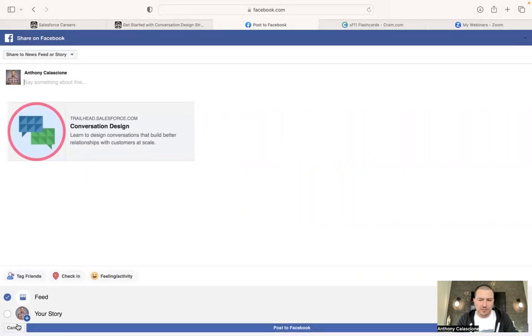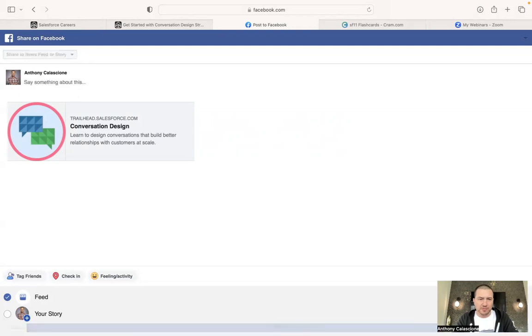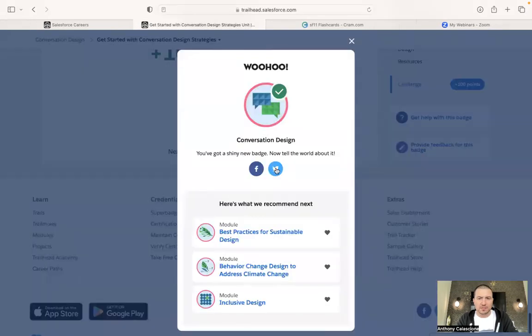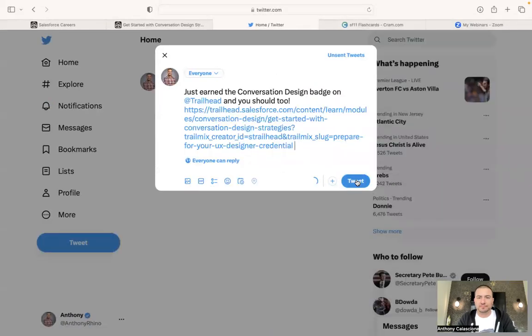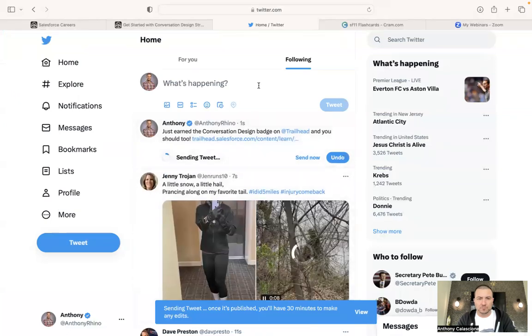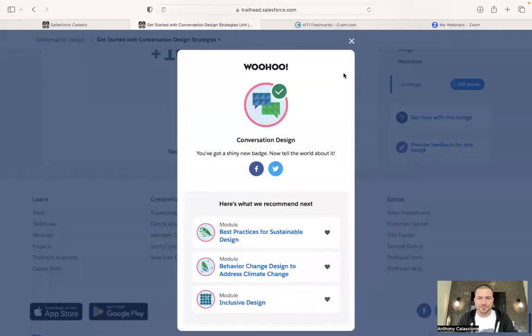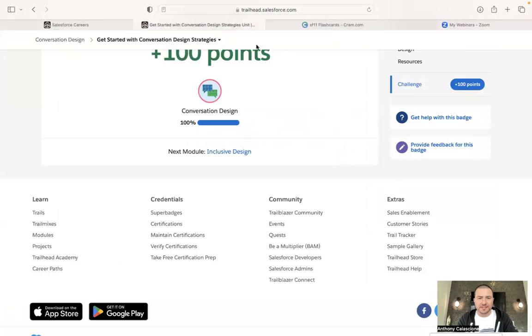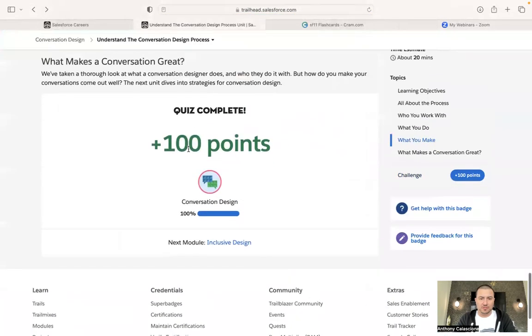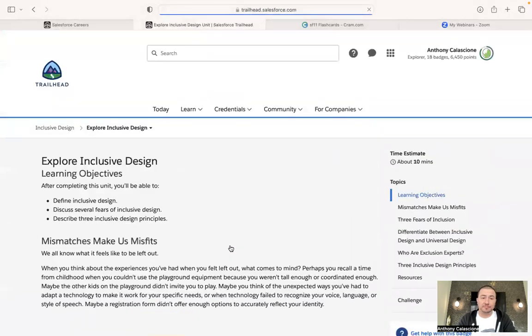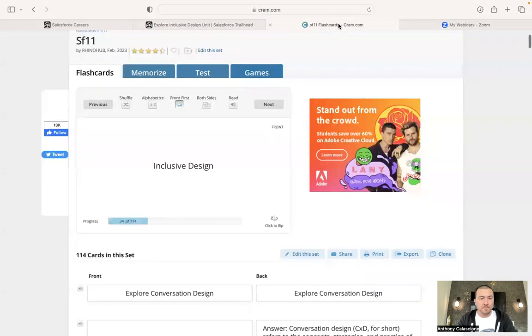Is this? All right, so let's post to Facebook. Let's post it to Twitter too, why not, right? Totally cool. All right, so let's move it forward. Inclusive design. All right, cool, here we go.